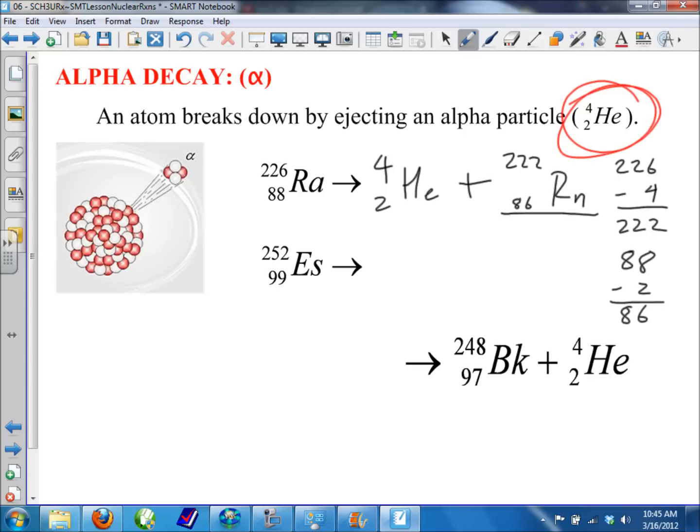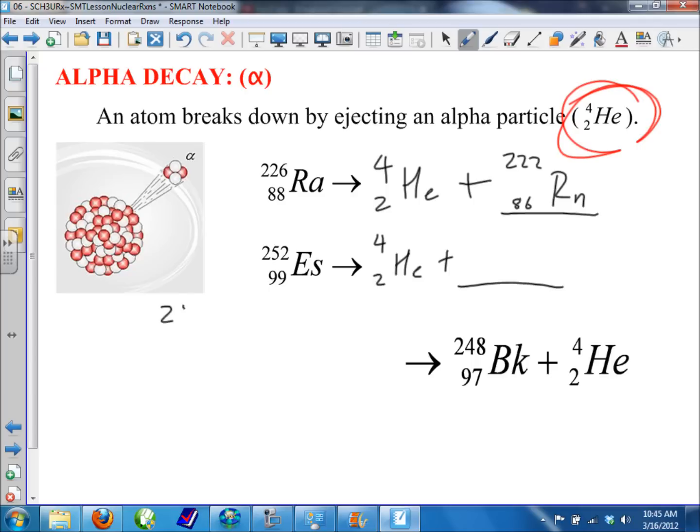Take a moment and try the next example on your own before you continue. For our next example here, we have einsteinium-252, atomic number 99. Now what happens is that's going to undergo alpha decay, so 4 2 He. It's going to have a new product. Now the masses on the reactant side have to equal the masses on the product side. So the reactant side is equal to 252. On the product side, the mass right now is equal to 4. So therefore we know the answer has to be 248. It has to have a mass of 248.